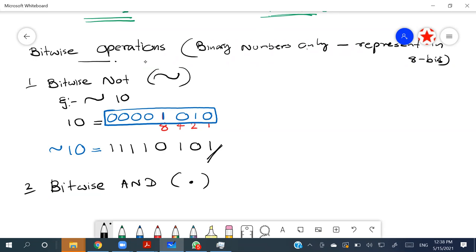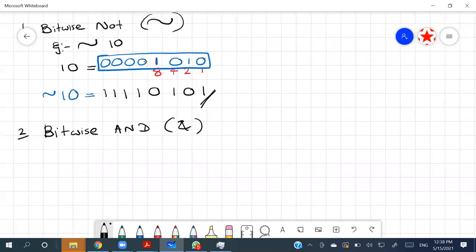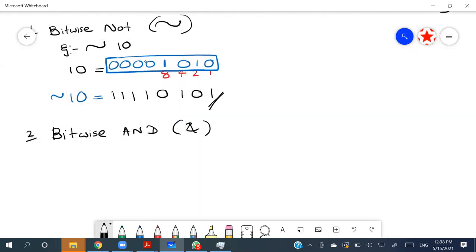I'm sorry, not the dot. That is for logic gates. It is from this ampersand mark, right? So now from here downwards, bitwise AND, bitwise OR and bitwise XOR can be done for two operands.